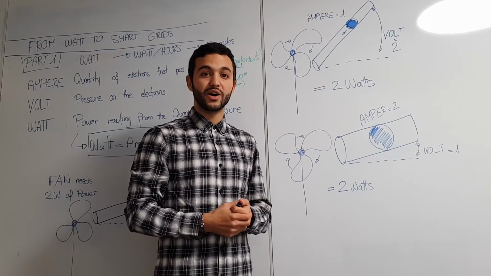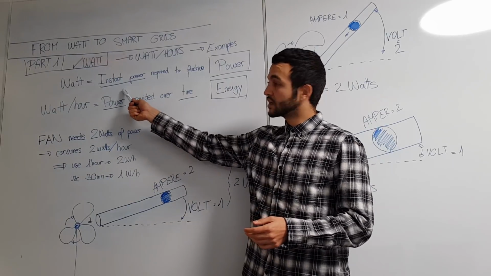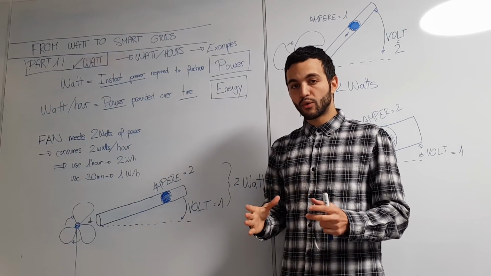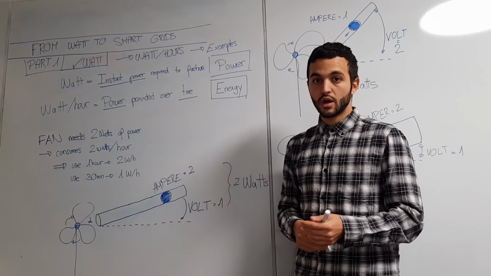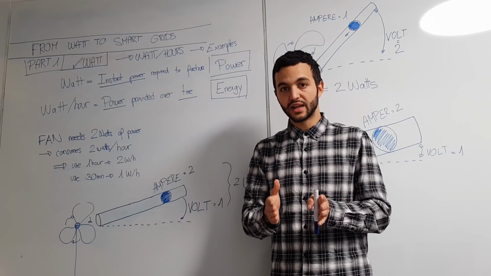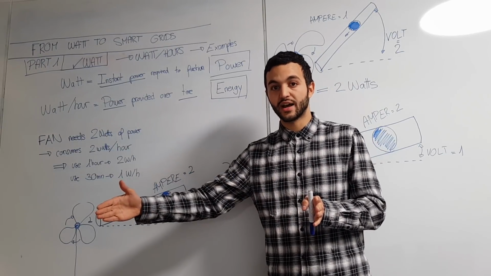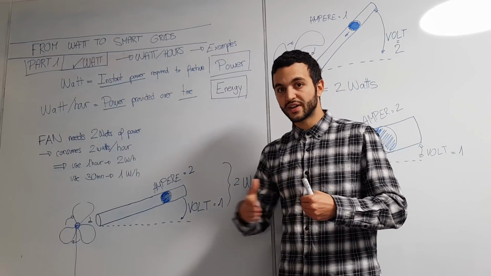And now I'm going to talk about the distinction between watts and watt hour. So watt is the quantity of power that your device needs in order to work. So you talk about power. Watt hour is the quantity of power your device needs provided over a certain amount of time. So in this case, you talk about energy, because like this, you can use your device over time.